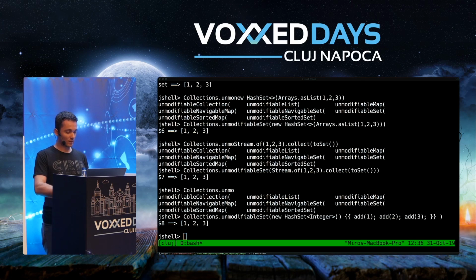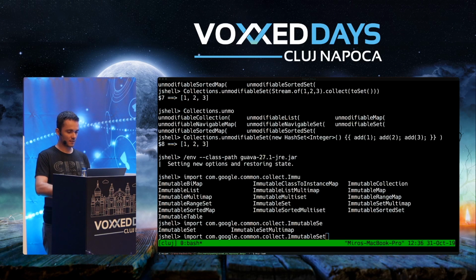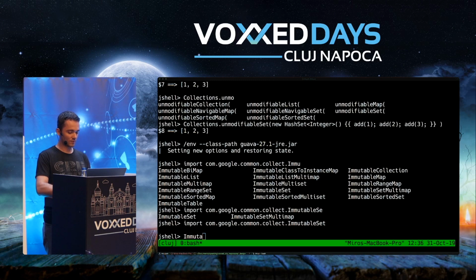And finally, and that was actually probably the most common option, we could use a third-party library like Apache Commons or Guava to actually get proper immutable collections. So if I wanted to try that, I can just add Guava on my class path, and then I can make an import to the right package, Google common collect, immutable set, and now I should be able to create an immutable set just like this.